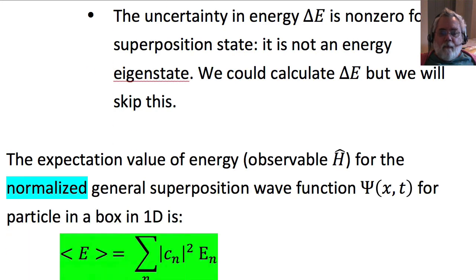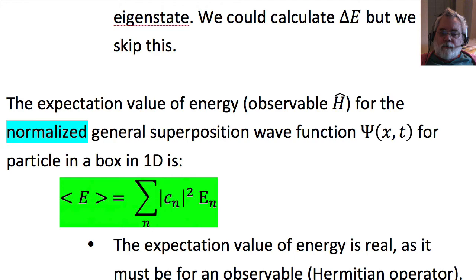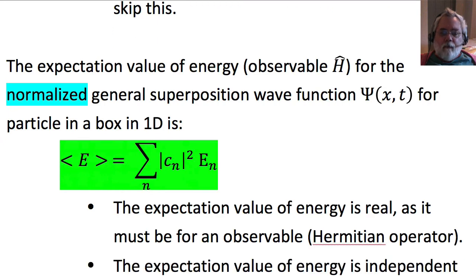Now, the expectation value of energy, observable Hamiltonian, for the normalized general superposition wave function, psi, not psi sub s anymore, but the general one, psi, for particle in a box, you could calculate it and you would get that the expectation value of energy is the sum over all indices, which might be an infinite number of them, of the square of the magnitude of the coefficient C sub n times that energy eigenvalue E sub n.